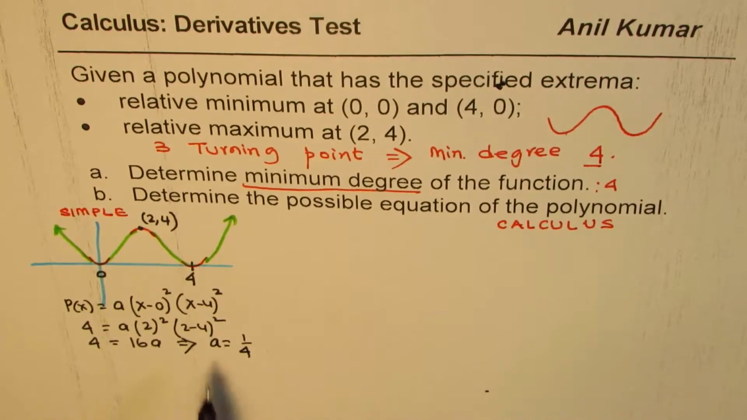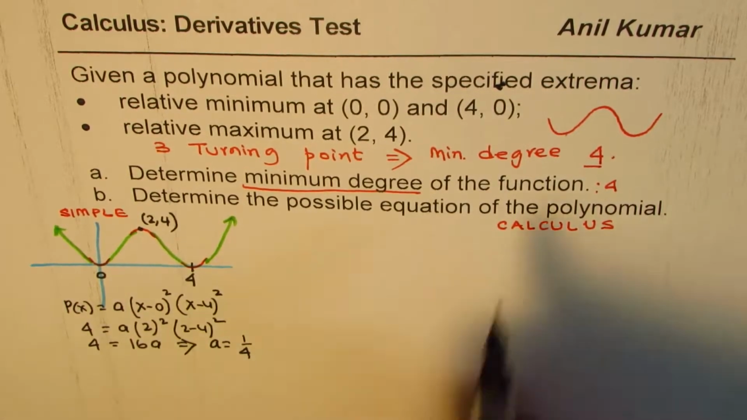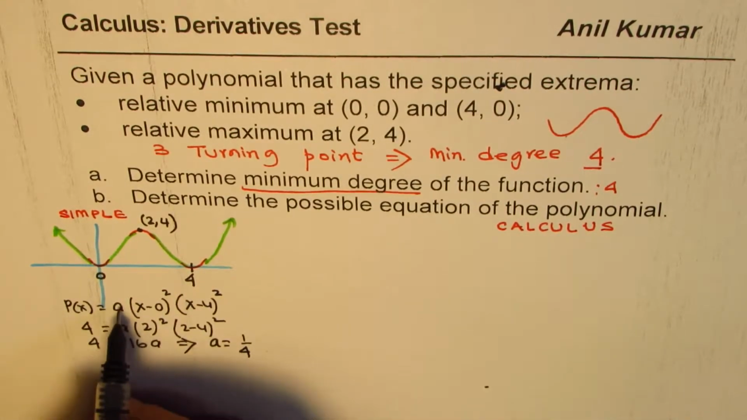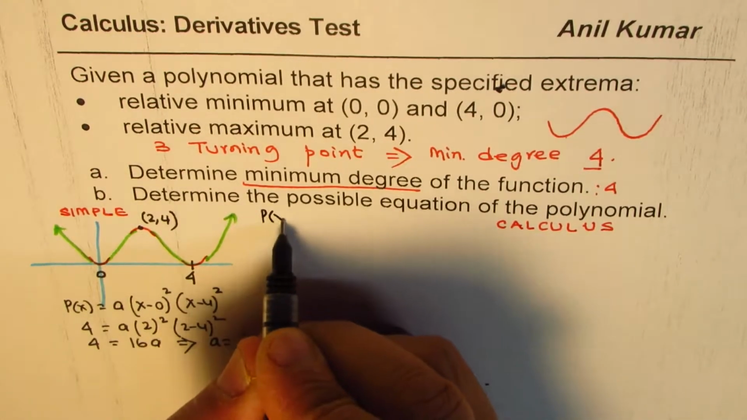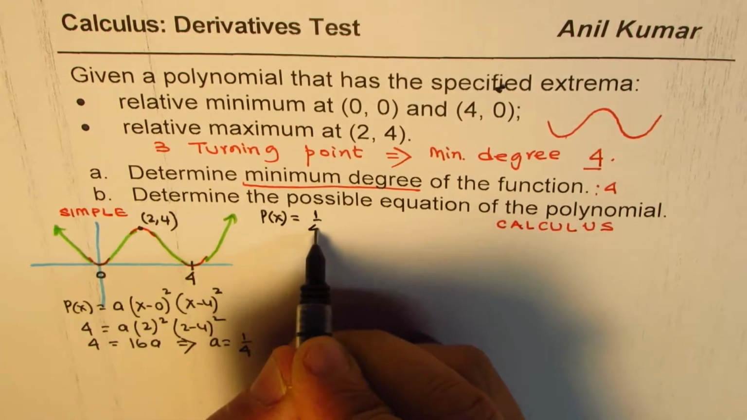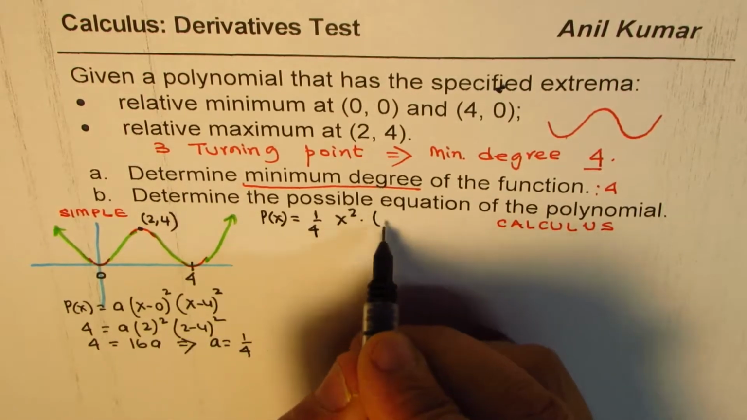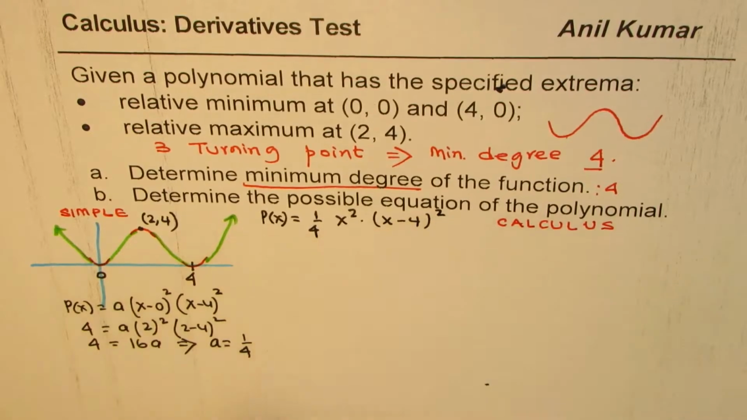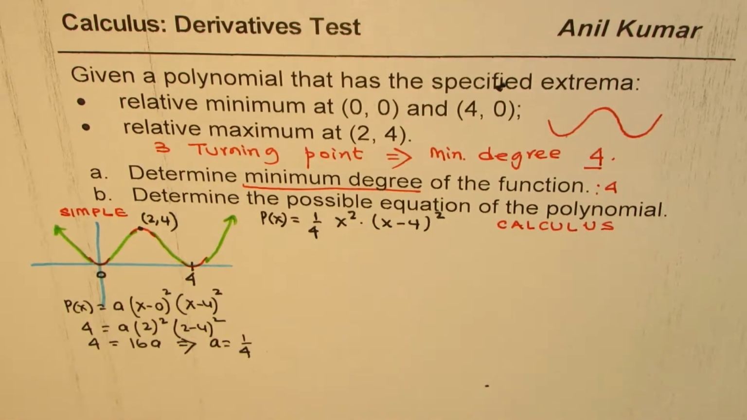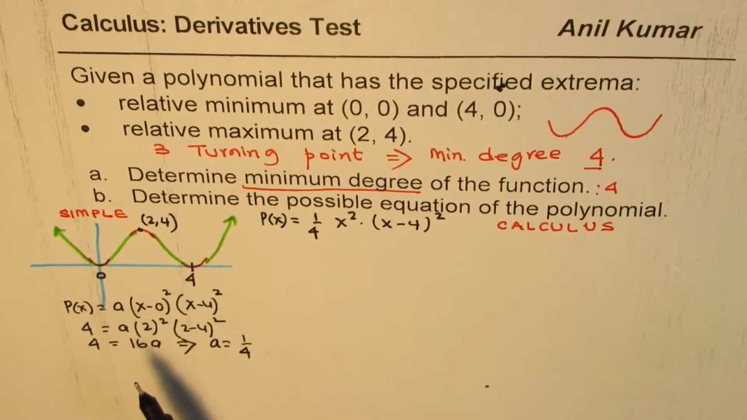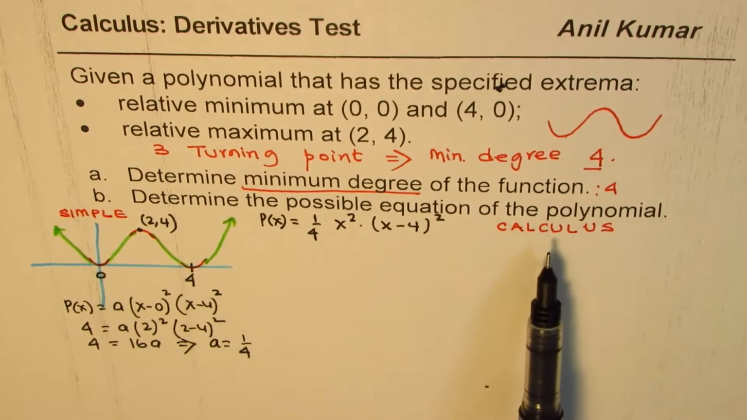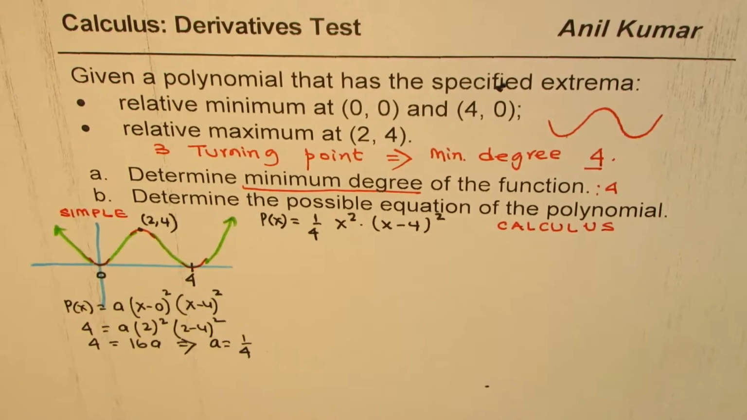Is it okay? So we get the equation of the polynomial. Let me write down this equation with a equals 1 over 4 right here. So we have the polynomial p(x) equals 1 over 4 times x squared times (x - 4) whole square. Do you see that? So that becomes the equation of the polynomial, and this is a perfect solution for any student. Now let's get back to the calculus part and see why this question is actually in calculus. Okay, so we'll find the solution, which is part 2, and that is the interesting part of this video, right?